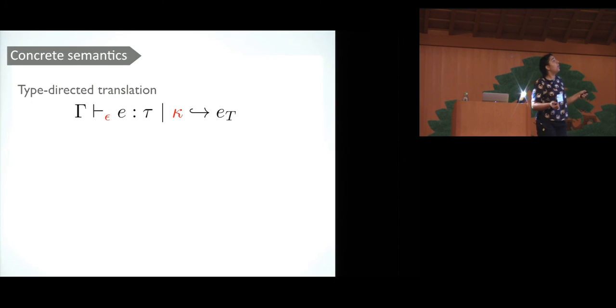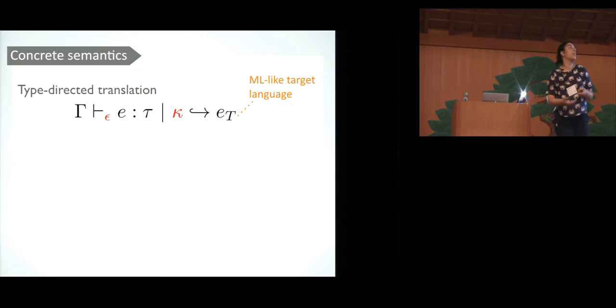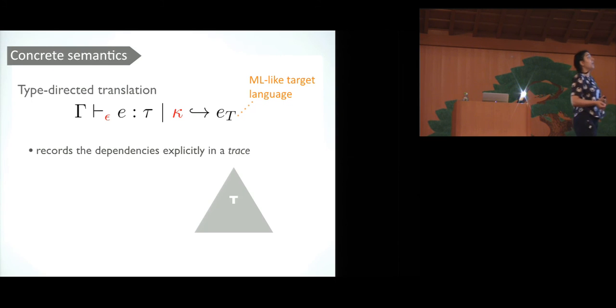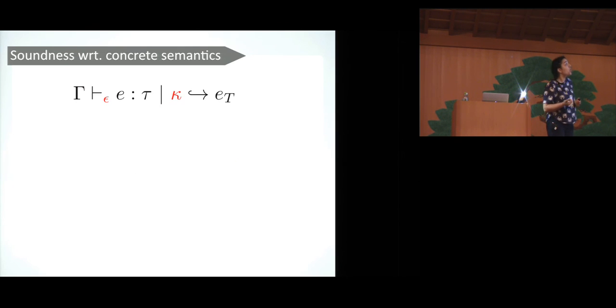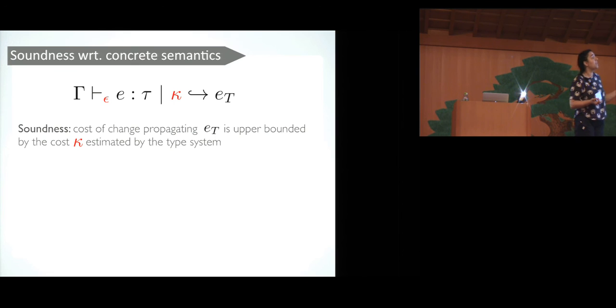In the process of translating a derivation, we get a program in the target language with references. And in this translation, we record the dependencies explicitly in the trace. Then in the incremental run, we propagate these changes from the bottom up, only recomputing the things that depend on the change. I'm overly simplifying here, but the details are in the paper. The point is that what we actually want to show is that the cost of change propagating this target program with its trace is upper bounded by the cost kappa estimated by the type system.